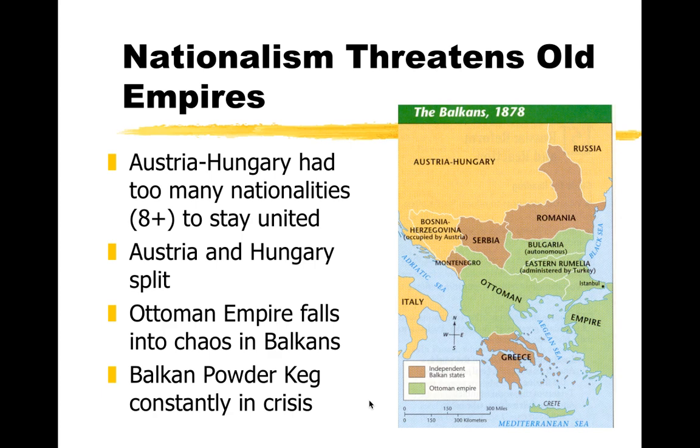All right, and so the Ottoman Empire finds it very difficult to maintain their control over that region as well. So the Austro-Hungarian Empire and the Ottoman Empire are starting to break apart because of that nationalism threat. Okay. Again, good in Germany and Italy to unite the people, not so good for those old empires of Austria-Hungary and the Ottoman Empire.